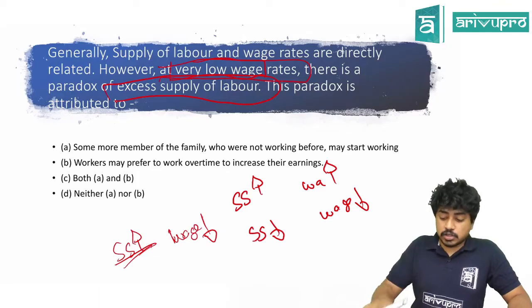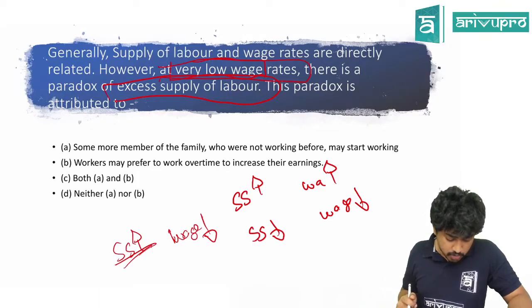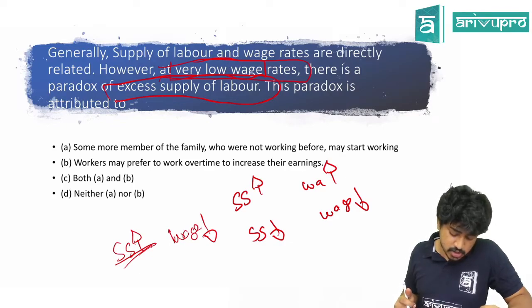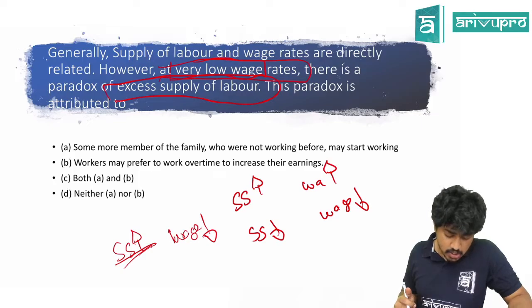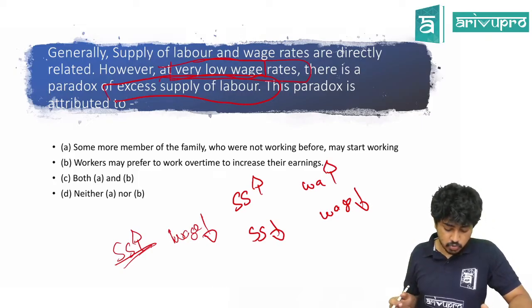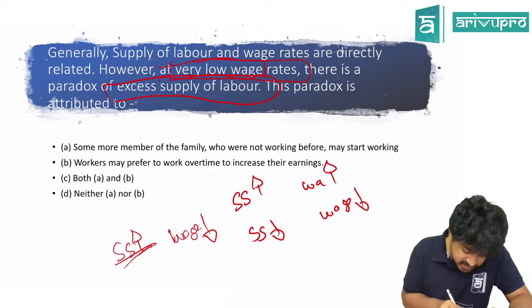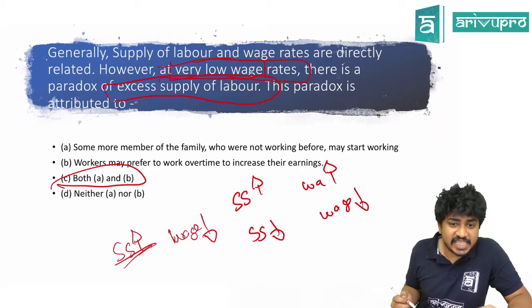What is this paradox related to? Tell me. Some more members of the family who are not working may start working. Workers may prefer to work overtime to increase their earnings. See, both A and B. D, neither of the above. Answer is C. Okay, answer is C.